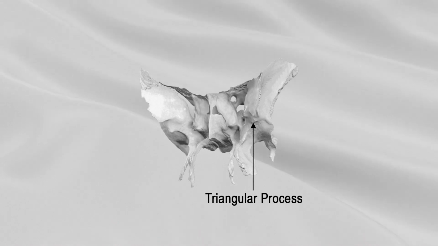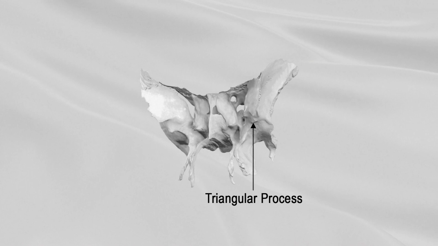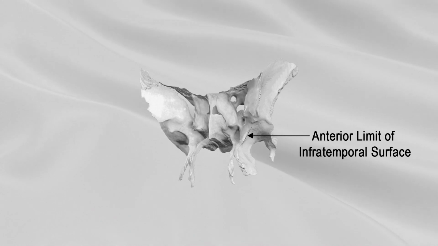Medial to the anterior extremity of the infratemporal crest is a triangular process. Extending downward and medialward from this process onto the front part of the lateral pterygoid plate is a ridge which forms the anterior limit of the infratemporal surface.